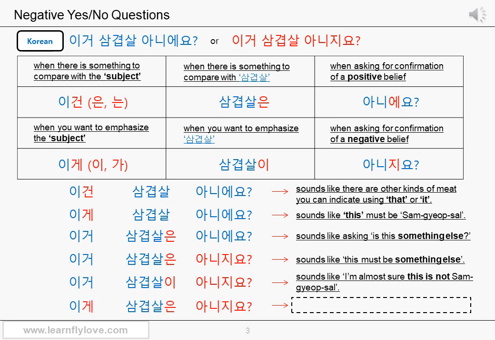이게 삼겹살은 아니지요? We use the particle for both the subject this and the complement 삼겹살. Guess how it sounds like yourself and send us an email. Just remember emphasizing and comparing. We never said you must add a particle to the subject this or the complement 삼겹살. You have all the rights not to do that, as we didn't in the previous page.